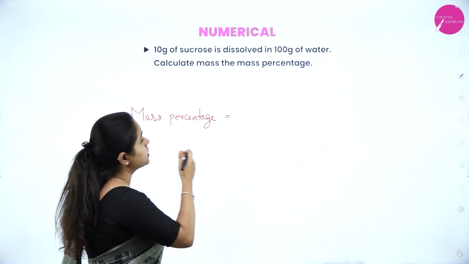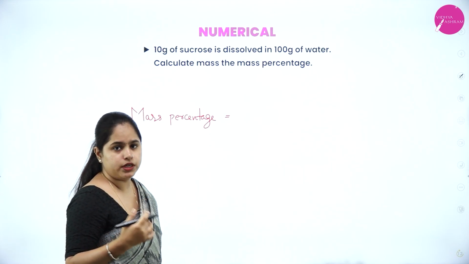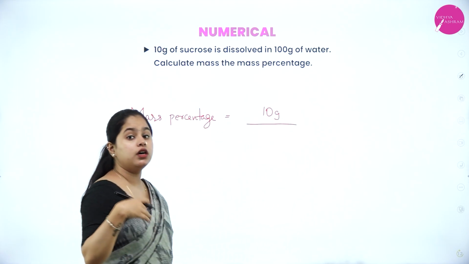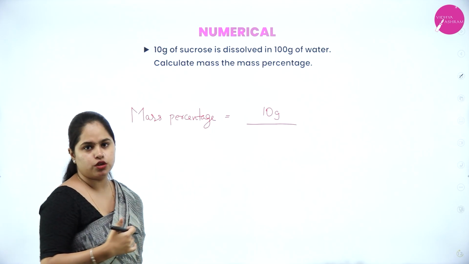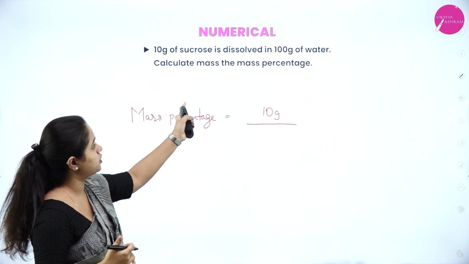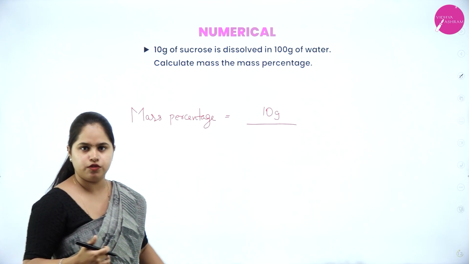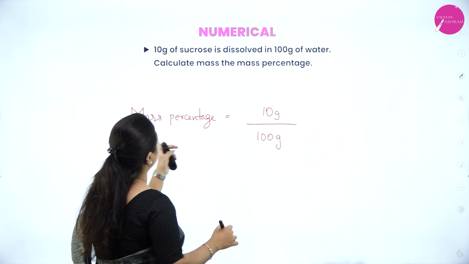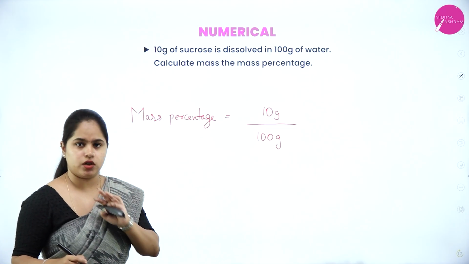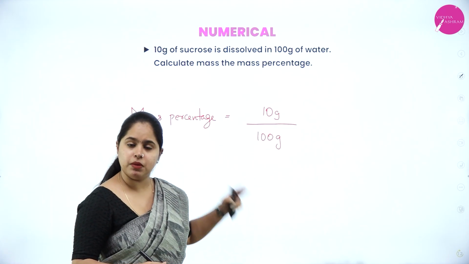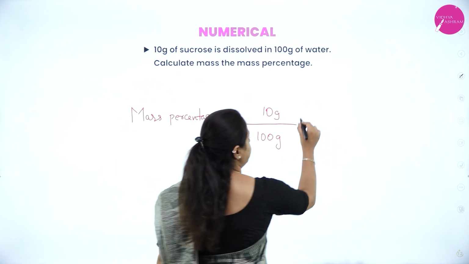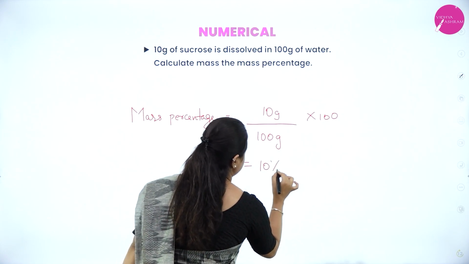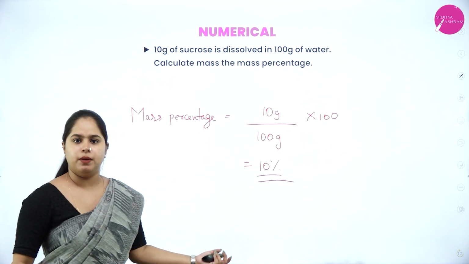Yes, that is sucrose, right? So, the mass of the component is given, that is 10 gram, divided by mass of the solution. Mass of the solution is also given here. Yes, 10 gram of sucrose is dissolved in 100 gram of water. Now, what you have to do? Mass percentage you have to calculate, right? That is mass of component by mass of total solution multiplied by 100, right? So that gives 10 percentage, right? So that is the mass percentage.